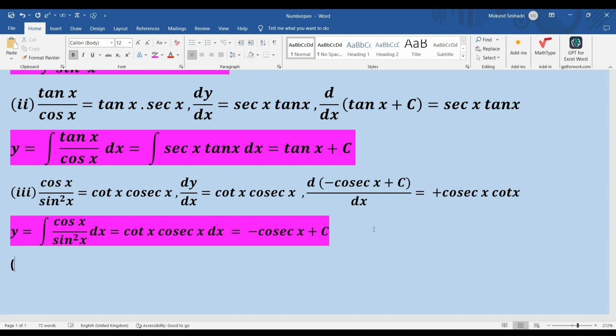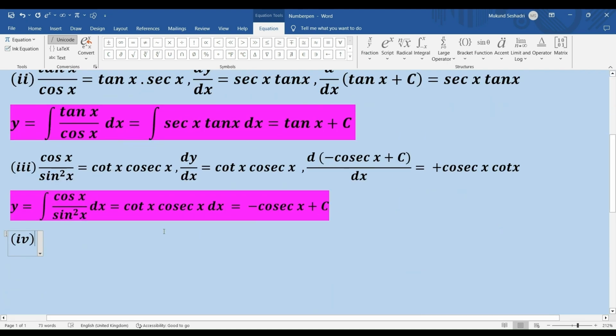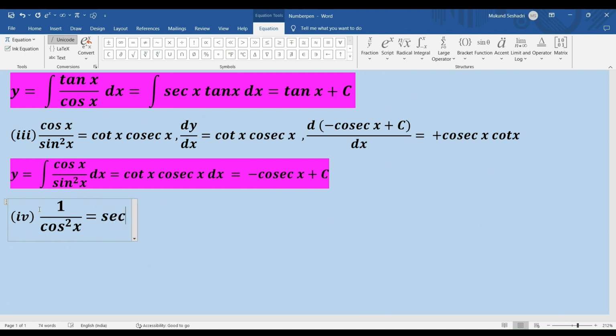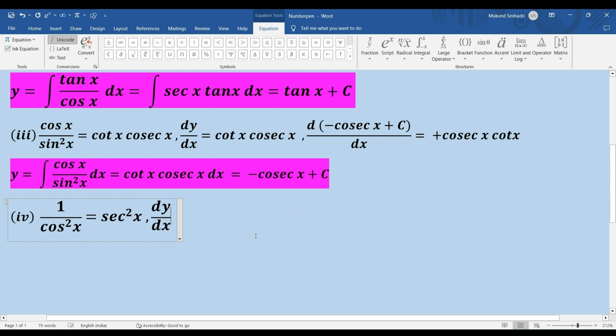Let's come to the final problem in this particular section. So what is it that we've been given? 1 by cos square x, right? 1 by cos square x is nothing but secant square x. And when I say secant square x, you should be able to immediately recollect that my d by dx of tan x is nothing but secant square x, right?